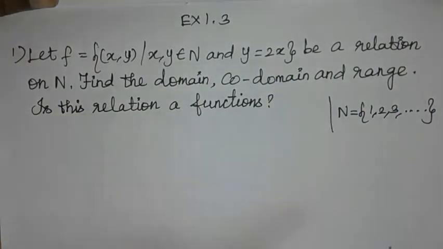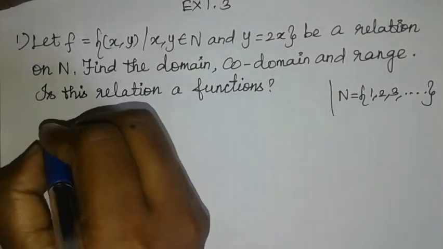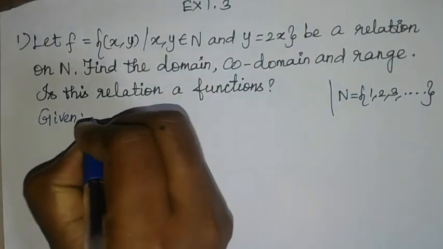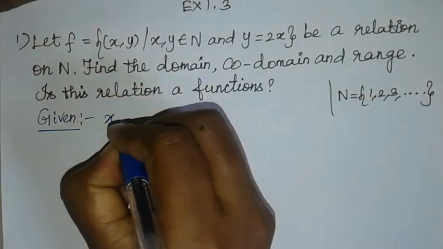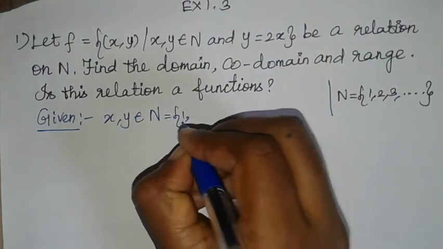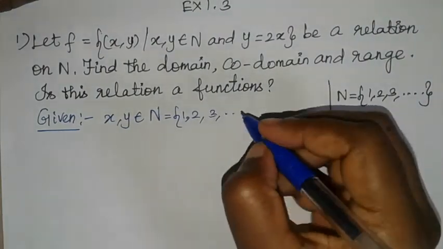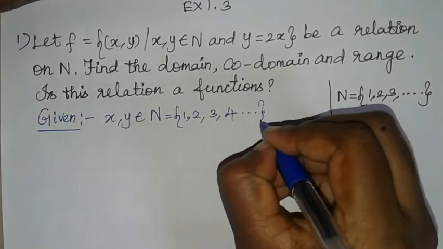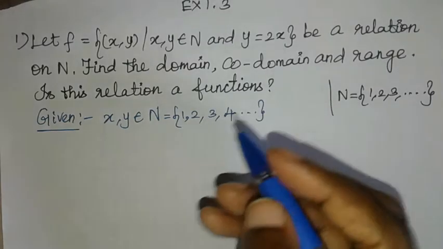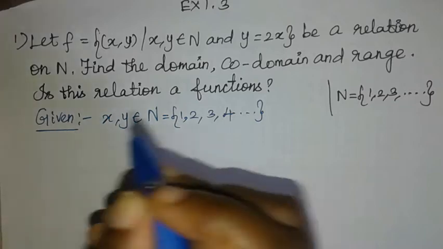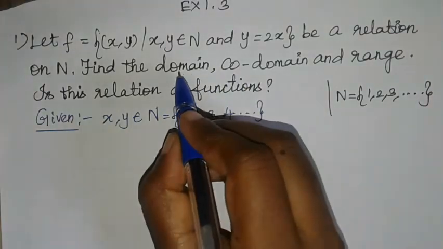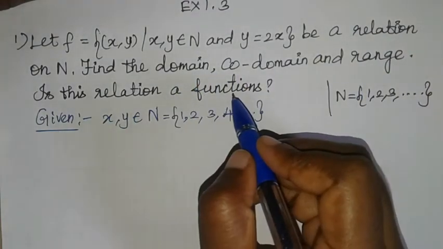Okay, let's see what is given. Here, given x, y belongs to N, which means it takes the values 1, 2, 3, 4 and so on. There is no end for that, so we are considering only a few values from that N. First, finding the elements related, the ordered pairs (x, y). Then we will find the domain, codomain, range, and we can say whether it is a function.